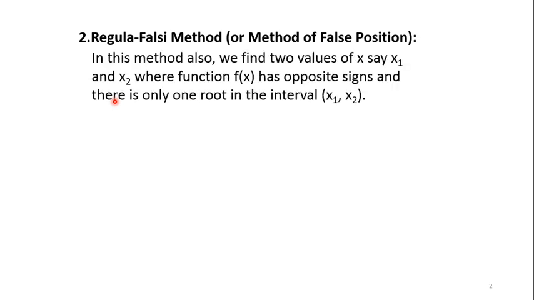First of all, we understand what we mean by the regula falsi method, or method of false position. In this method also we find two values of x, say x1 and x2, where f(x) has opposite signs and there is only one root in the interval x1 and x2.